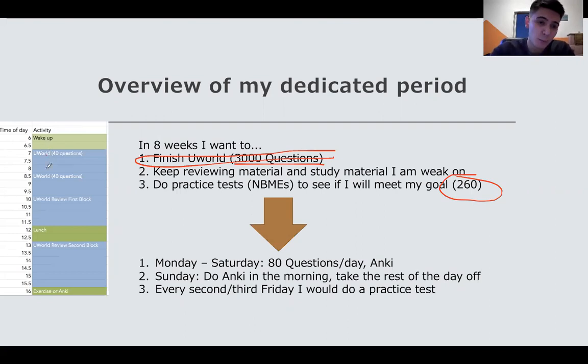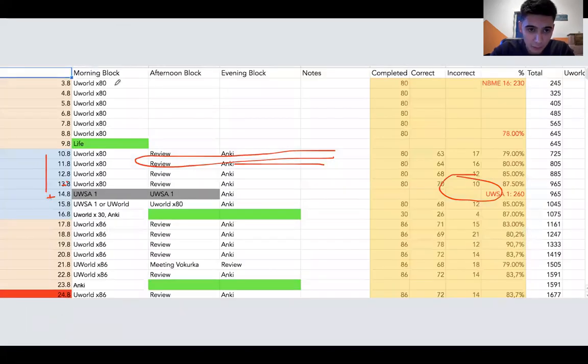Then I would do 2 blocks of UWorld, and then I would review the UWorld blocks for the rest of the day. Block 1, block 2. I would have a lunch break. And of course, there were also some small breaks in between just to rejuvenate myself. Around 3 or 4, I did Anki because I finished the UWorld review. And then at the end, that was basically most of my day. So let's have a look at that.